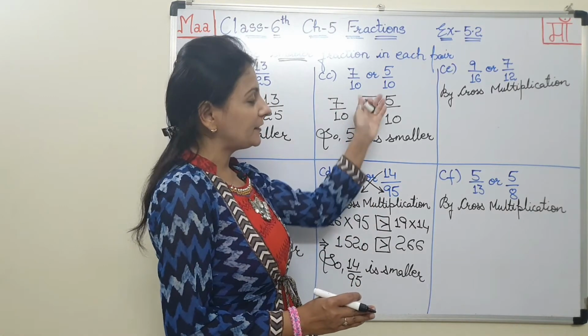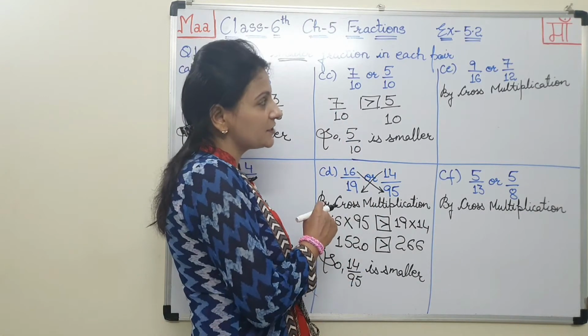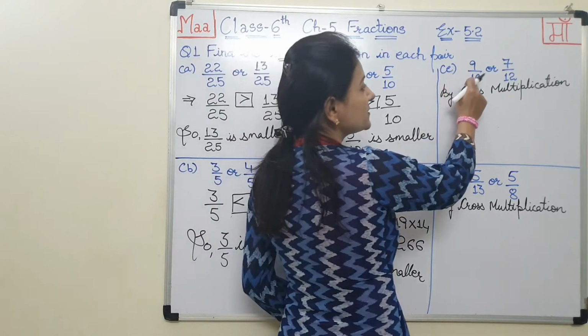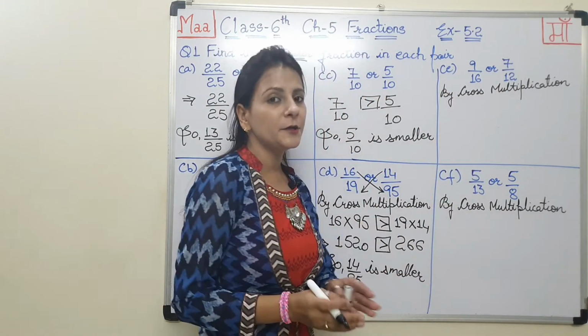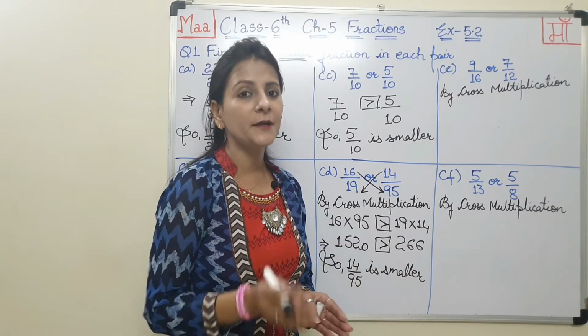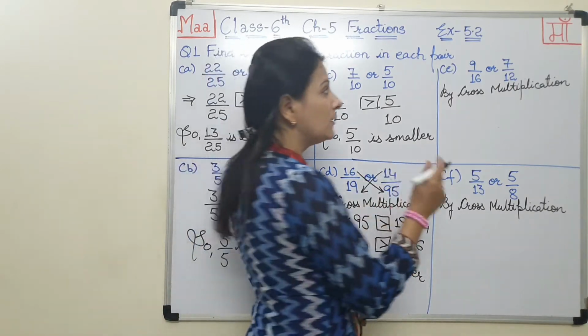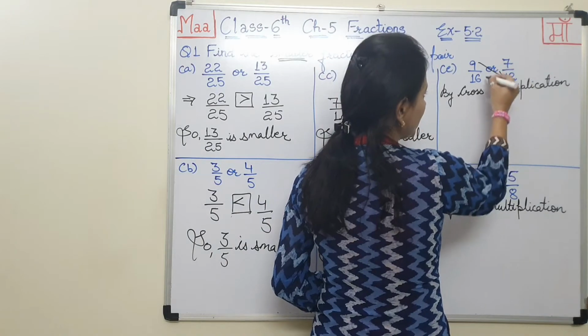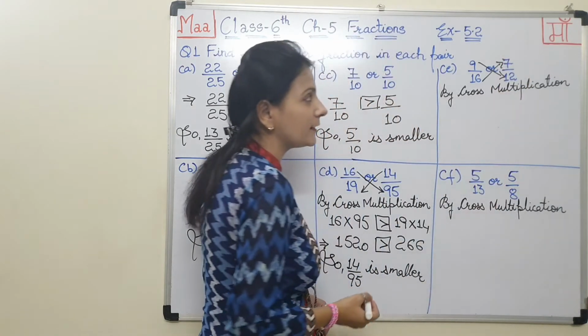Similarly, we have to do part E and part F. So firstly pay attention to part E. It is 9 upon 16 and 7 upon 12. Again the denominators are different. Denominators are different, so we will find out by cross multiplication. So we will multiply 9 with 12 and 16 with 7.